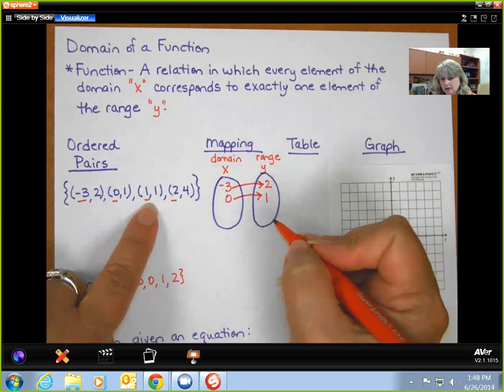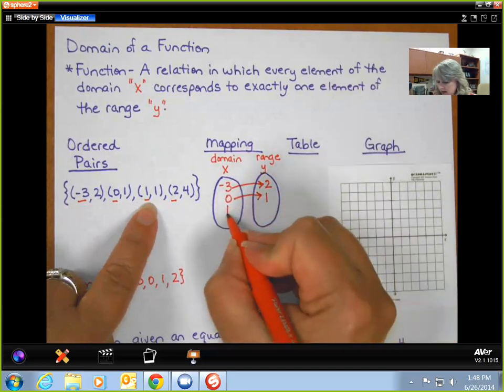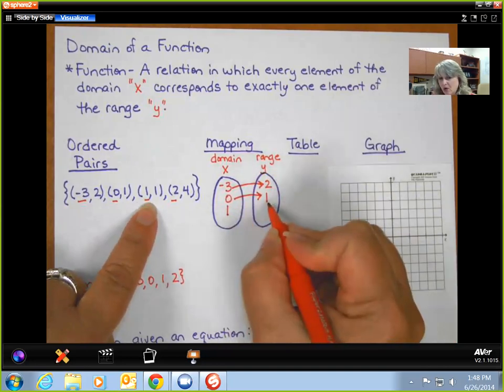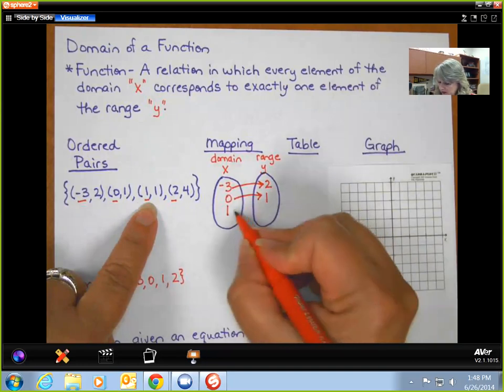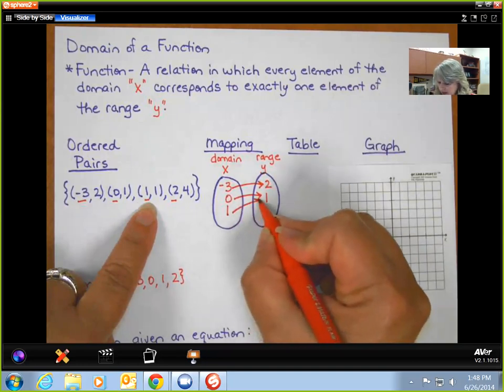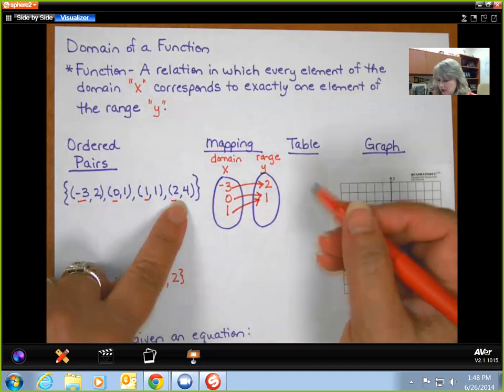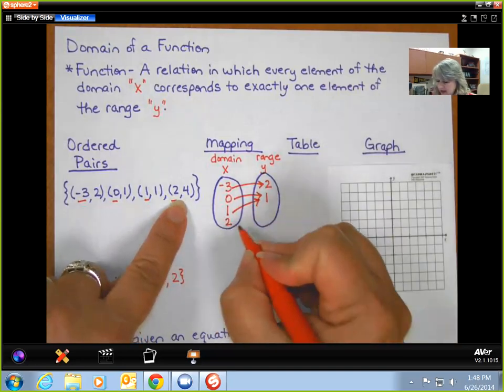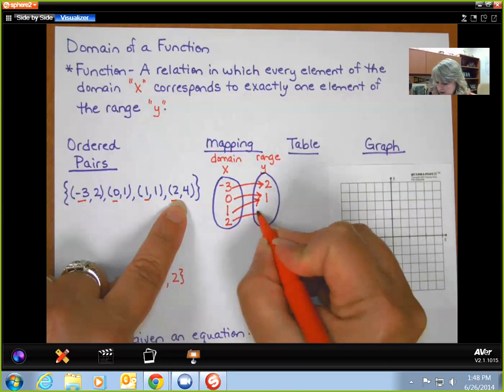1, 1. 1 is in my domain. Now it corresponds to the number 1. I already have a 1 written. So I just draw my arrow back up to that 1. And then 2, 4. 2 is part of the domain. It's going to correspond to the number 4.